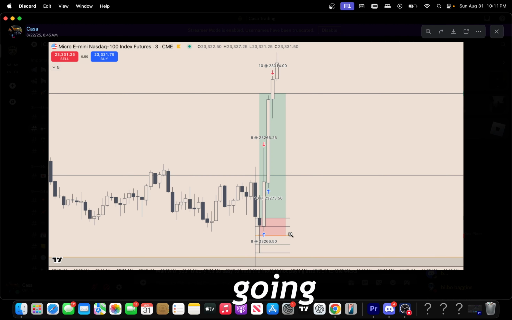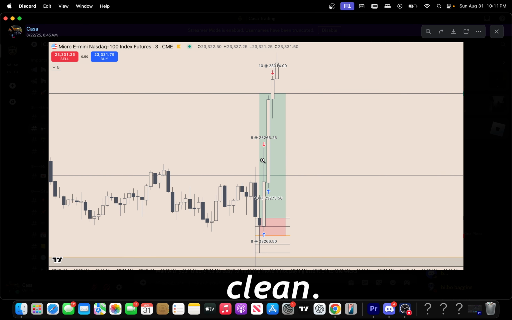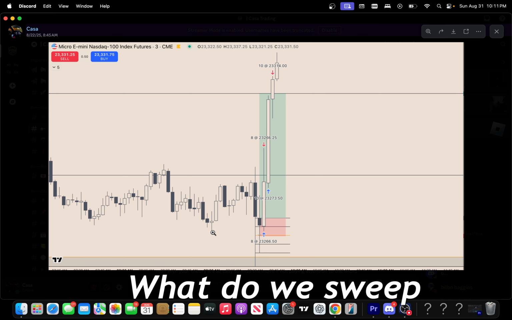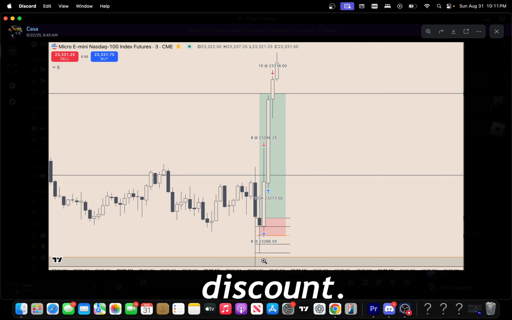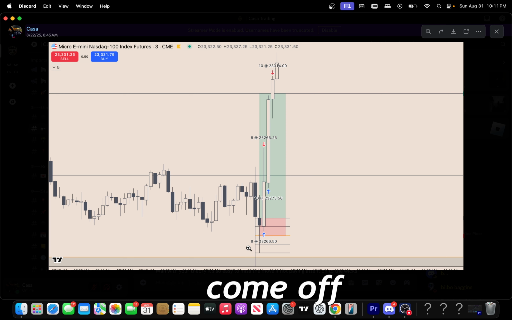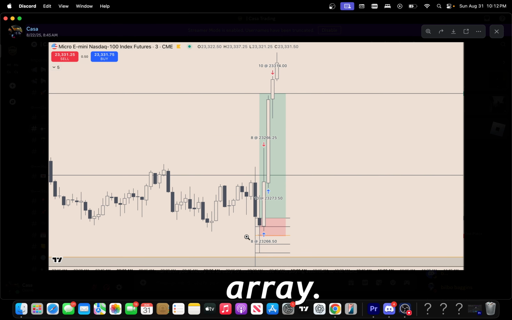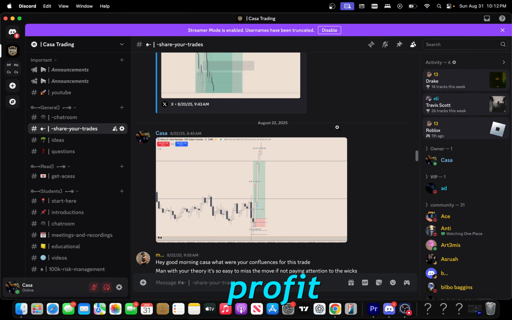Let's keep it going. Right here, what do we see? Casa's wick theory, entry at the discount at the wick, super duper clean, and time and time again, it presents itself. What do we sweep? Swept out these lows, discount. This was a specific PD array again. It always has to come off a higher time frame PD array, right? Higher time frame PD array, and the discount, getting on that rejection block, boom, straight to take profit.